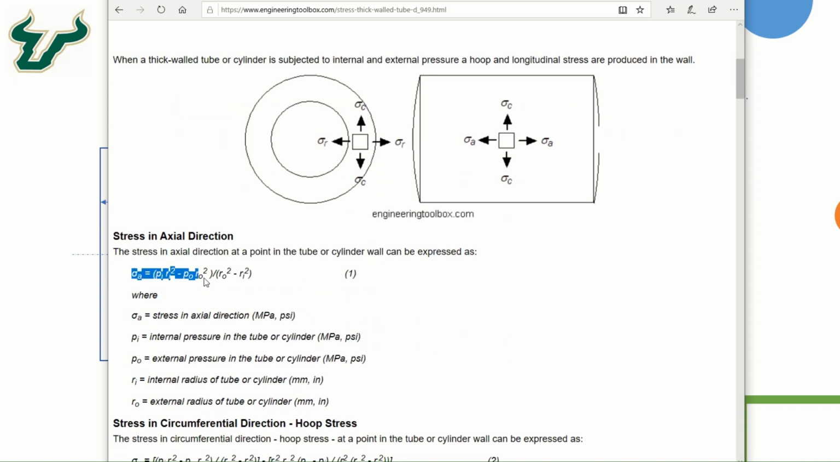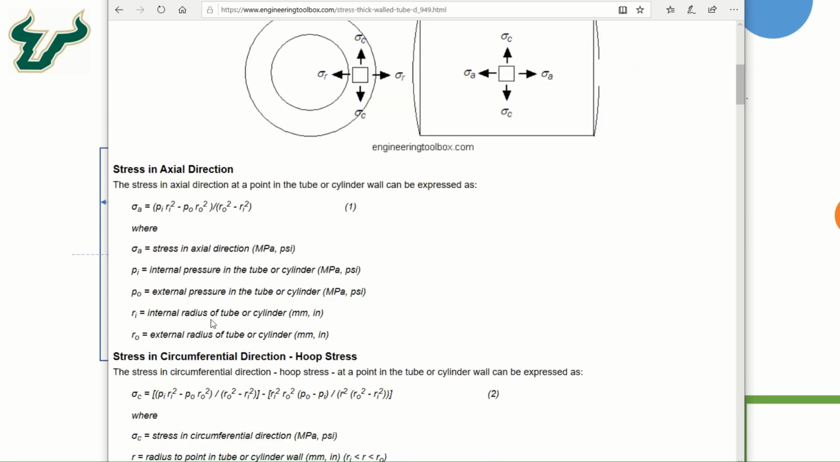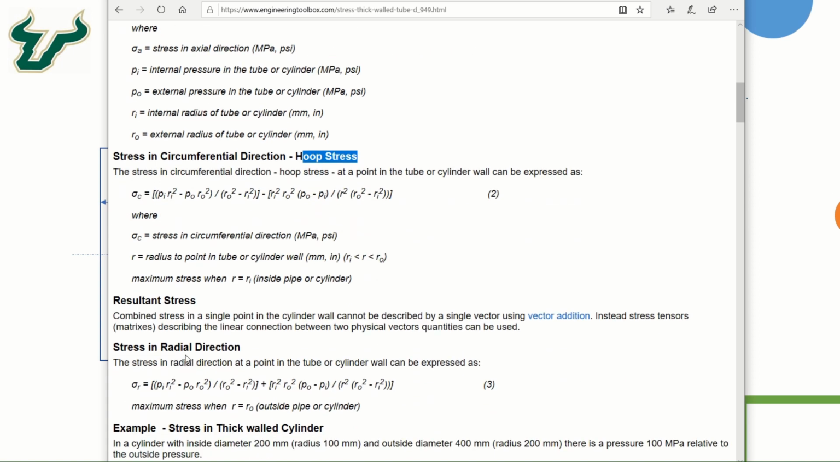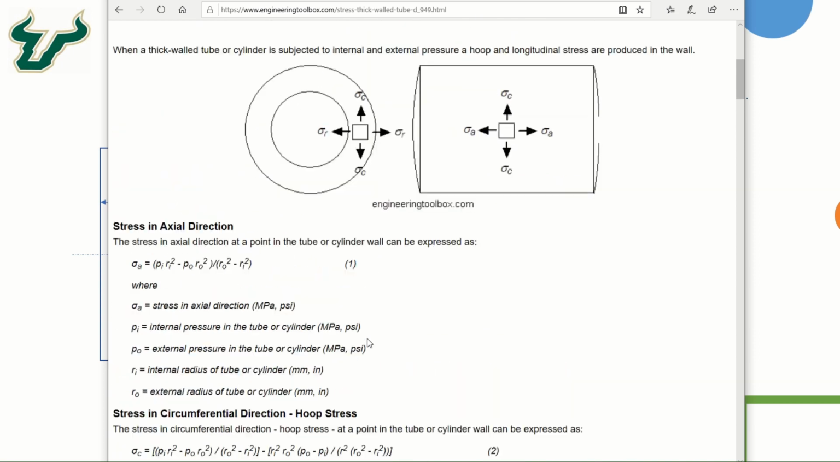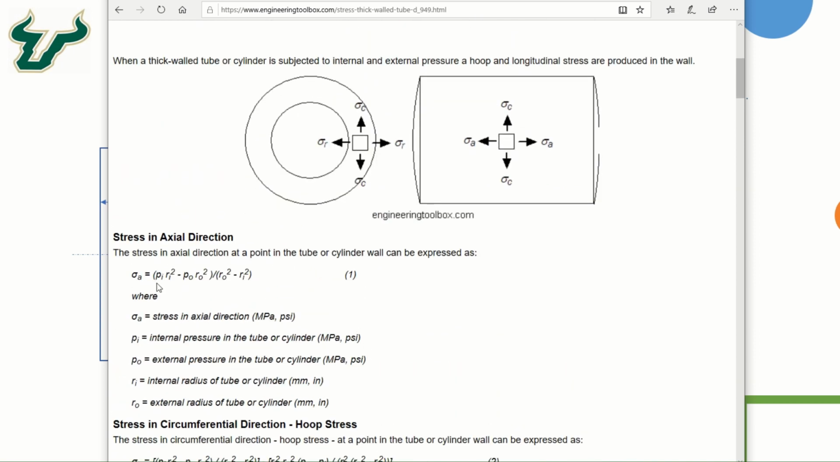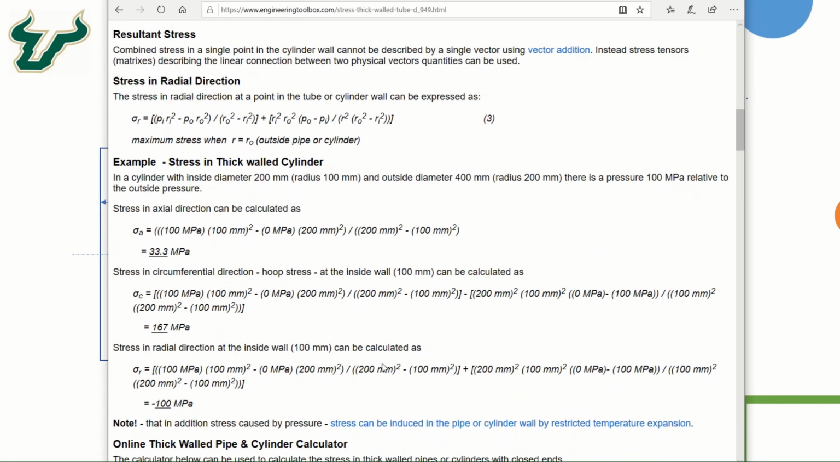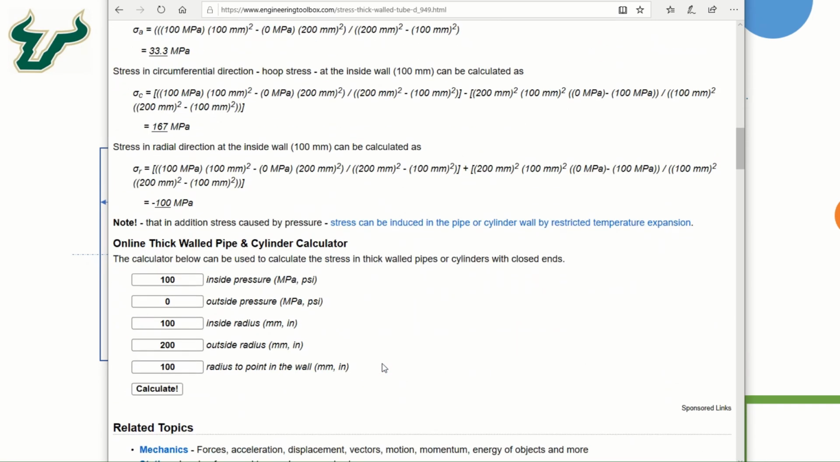The equations for the axial stress are given here, as well as the circumferential or hoop stress, and also the stress in the radial direction. The equations are given for the thick wall cylinder, and obviously the stresses depend on the internal pressure, the external pressure, the outside radius RO and the inner radius RI. So it all depends on these numbers. They have this applet here. If we just plug in the values, we can calculate these stress levels.